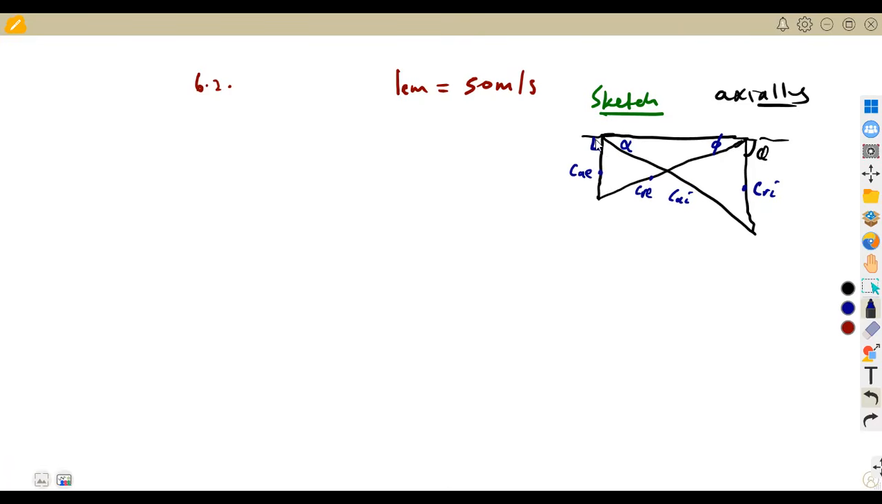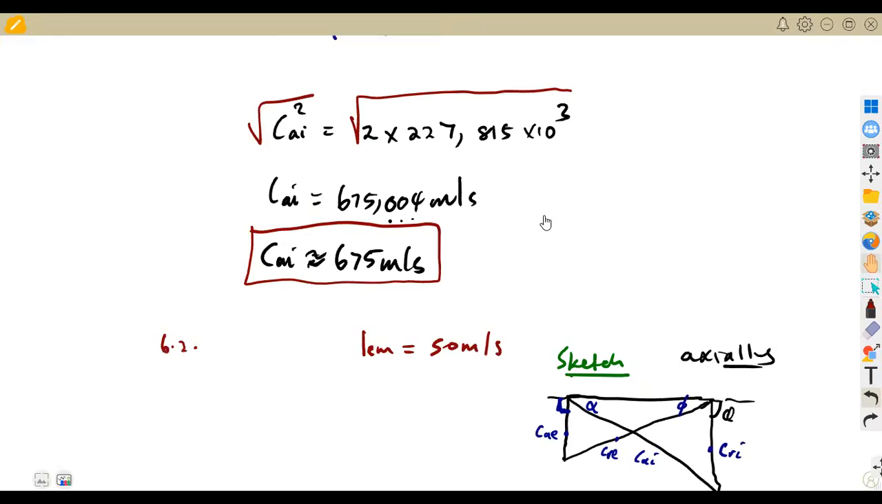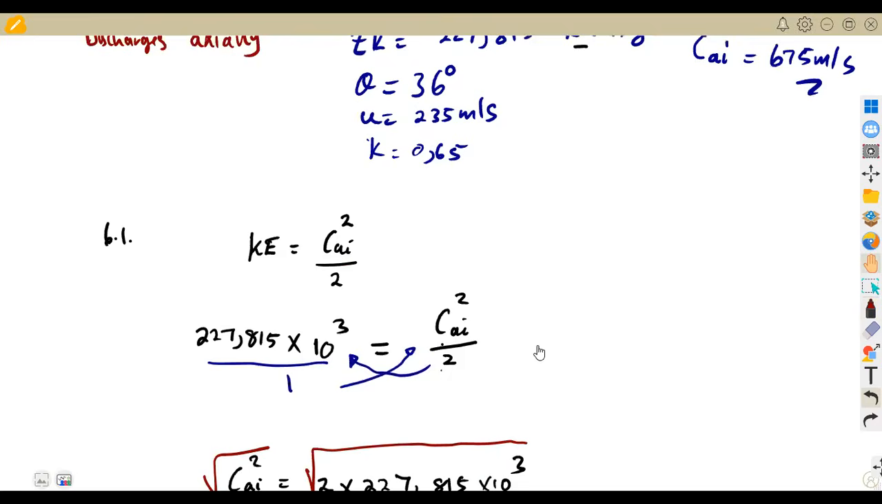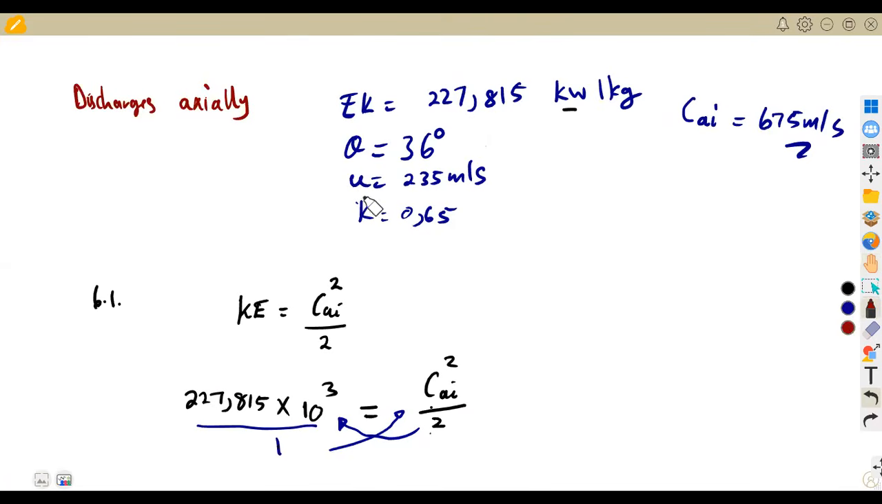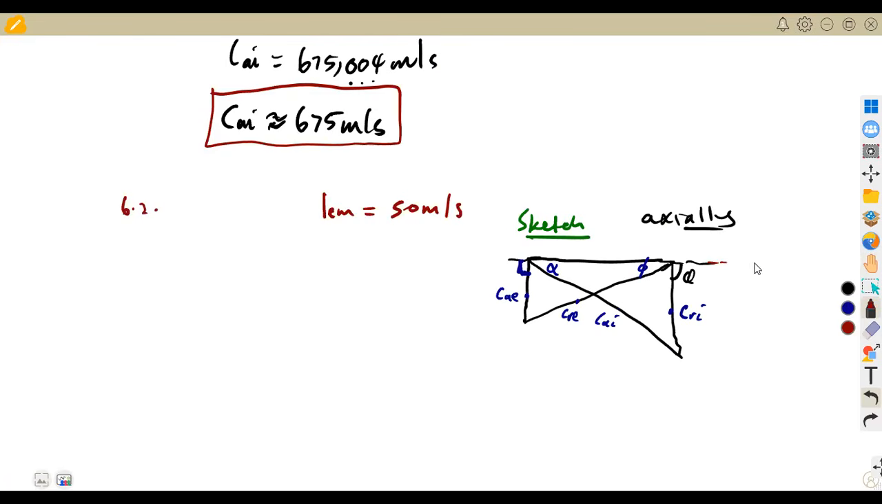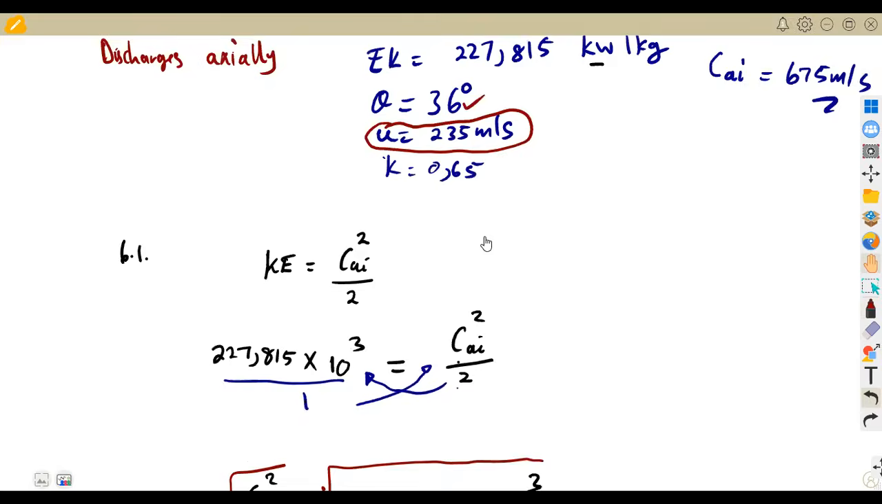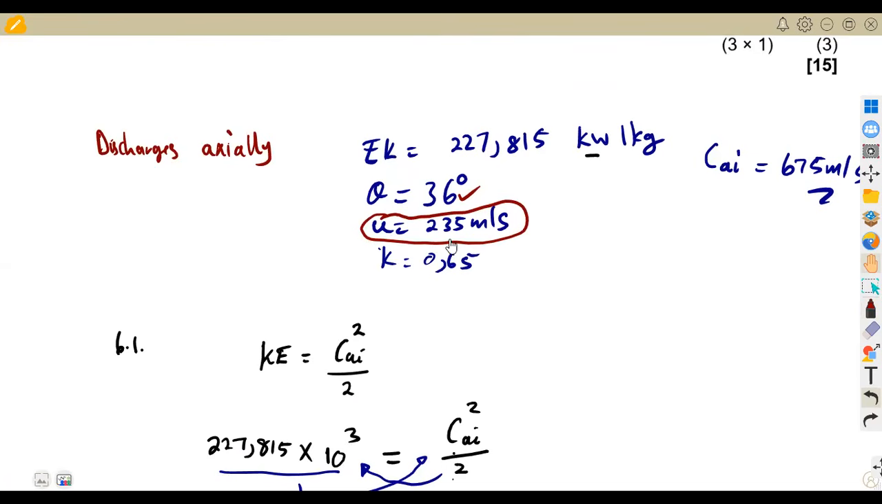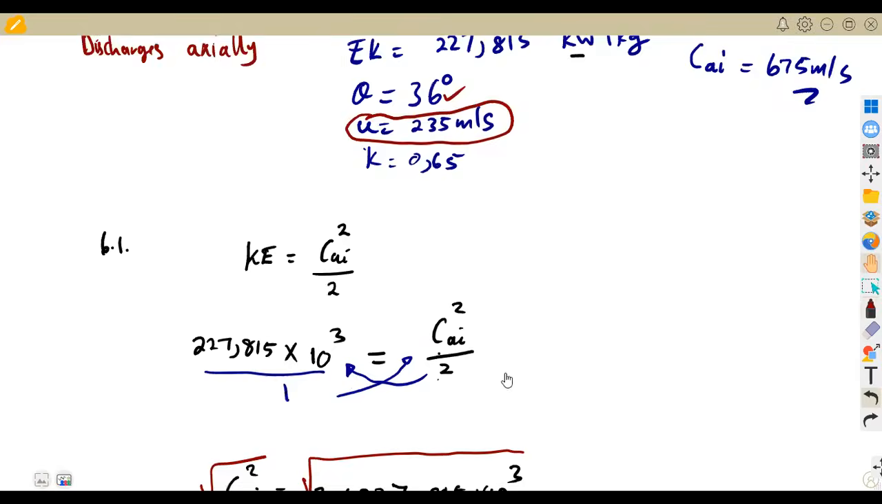The axial part is taken at 90 degrees, so automatically on our sketch we are going to have this at 90 degrees. Let us check what we have so far from our diagram. We are given the blade velocity, 235. We also have theta, the inlet to the blade, which is 36 degrees. On our sketch we can indicate that this angle is 36 degrees. This is just a sketch; we are going to draw it properly. Like I was saying, we have the blade velocity of 235 meters per second.